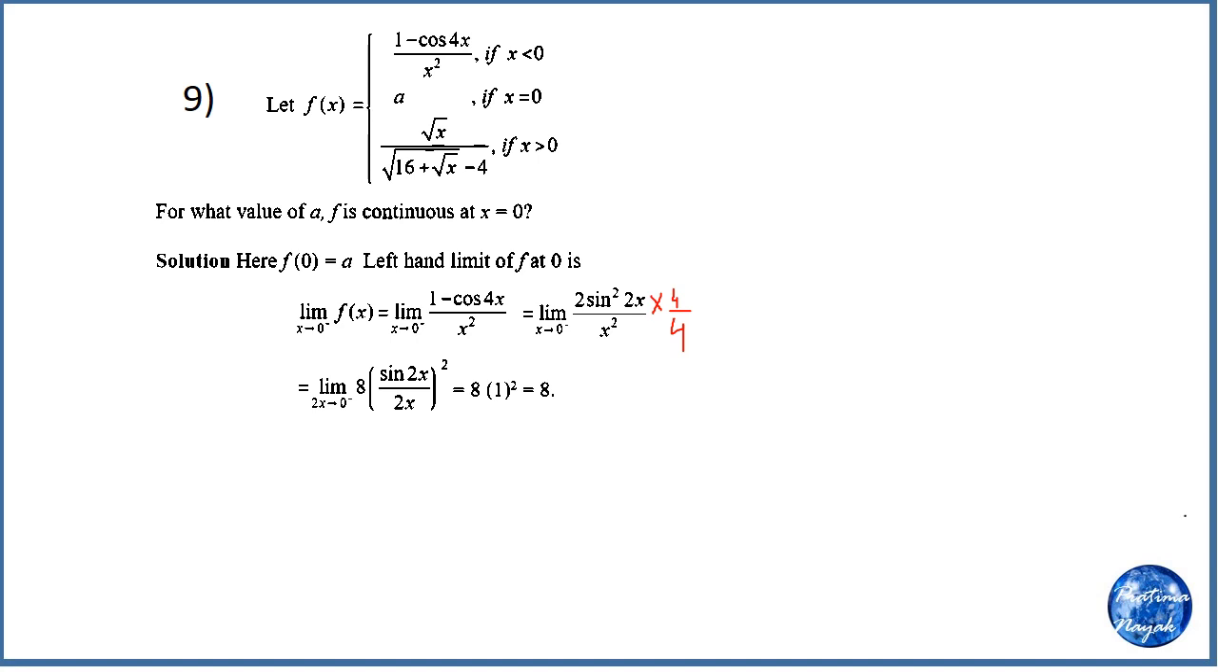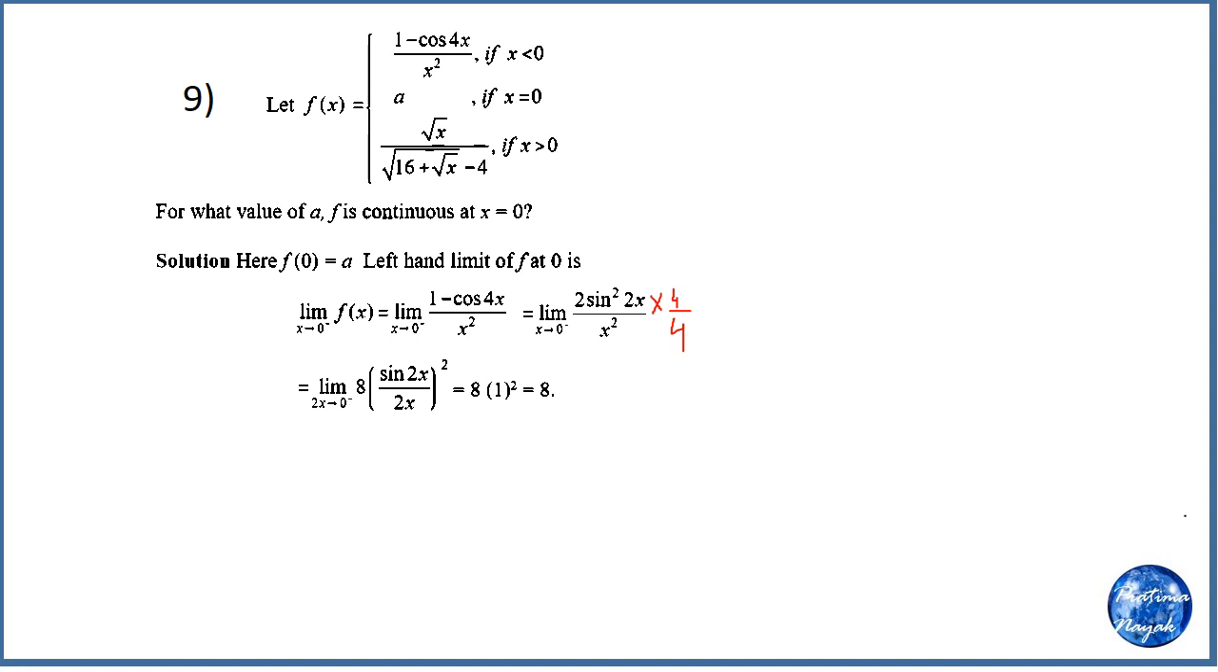So how much will it be? If I multiply 4 in both the numerator and denominator, multiplying 4 and 4, I'll get a limit in the denominator. It will be 4x square and it will be 8 (sin 2x by 2x) whole square. So 8 into 1 square is equal to 8. This is the left hand limit.